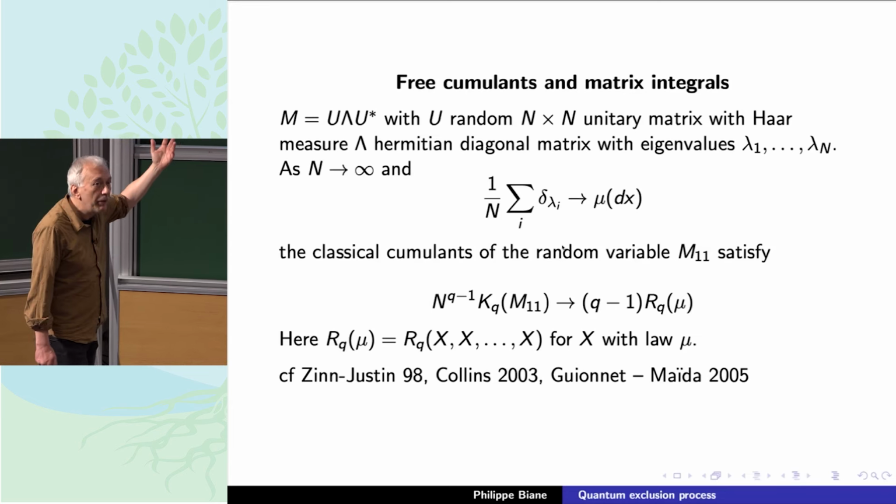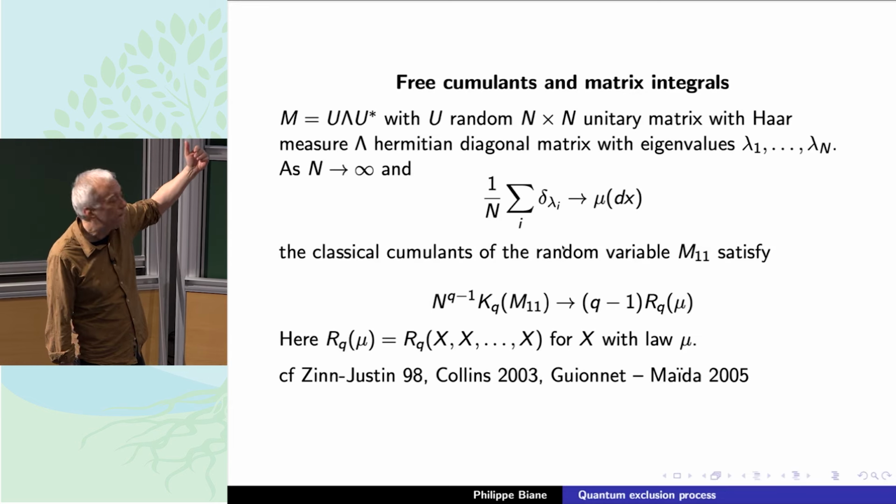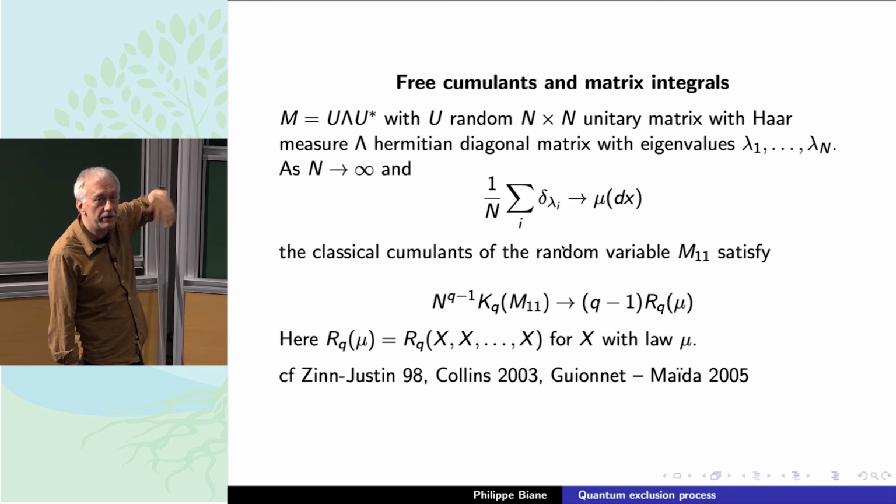Okay, and I will assume that N goes to infinity, and that the empirical measure on the eigenvalues converges to some probability distribution mu. So you imagine you have your large random matrix. It is a typical random matrix with a given spectrum. The spectrum is fixed, if you want, and the eigenvectors are chosen at random, in the most random possible way, that is with a Haar measure.